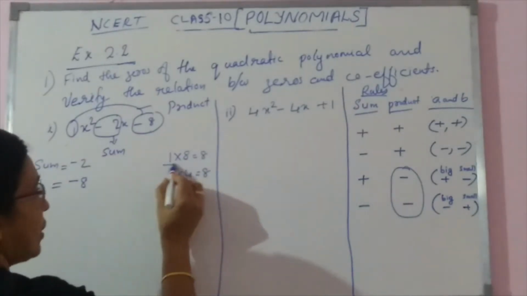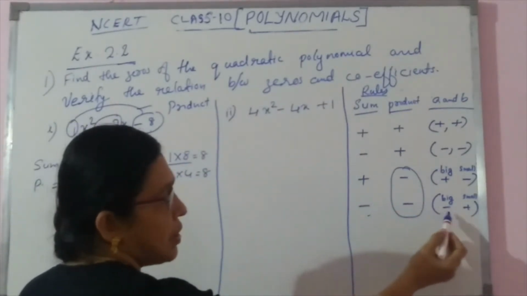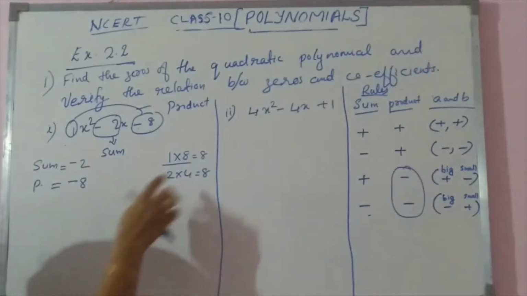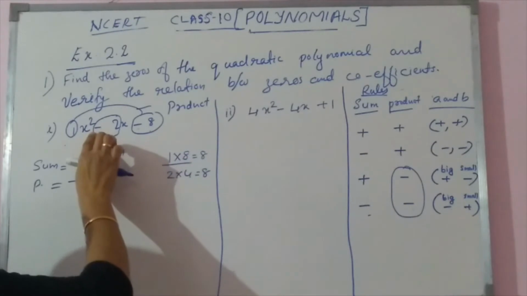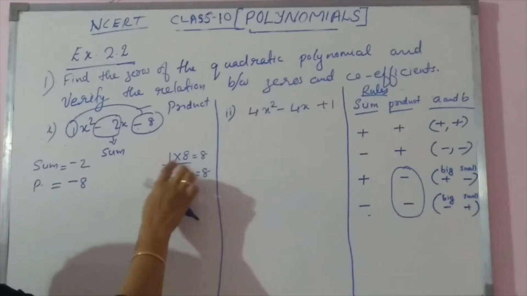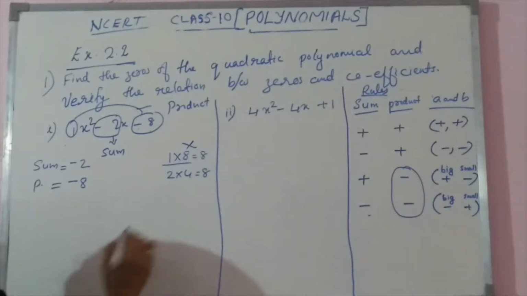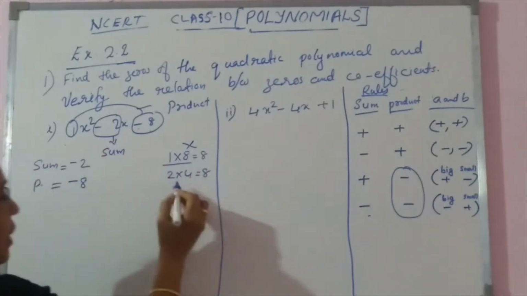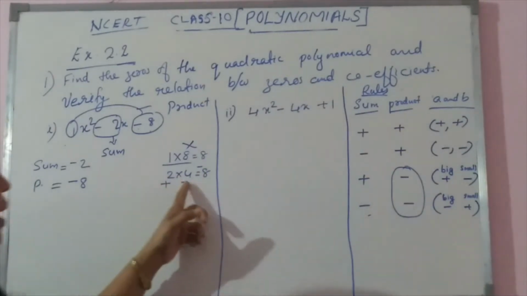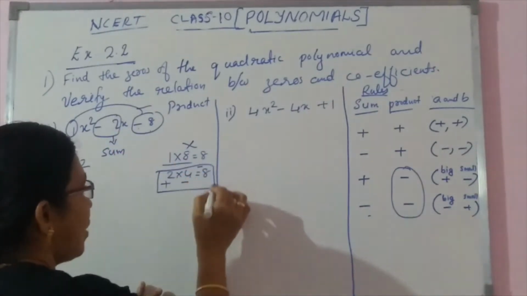If you take 1 and 8, here the product is negative, so the two numbers take different signs, one positive and one negative. The sign of the sum is negative, so the big number will be negative and the small number will be positive. After taking the signs, 1 and 8 is not possible. Now you can come to 2 and 4. The big number takes the negative sign, and the small number takes the positive sign. Therefore the product is -8, so -4 and +2, and the sum is -2. So this is satisfying. This is the pair of numbers which satisfies our condition.